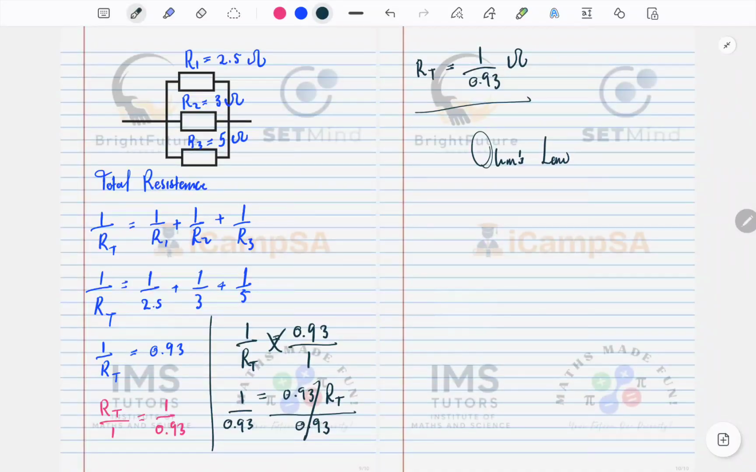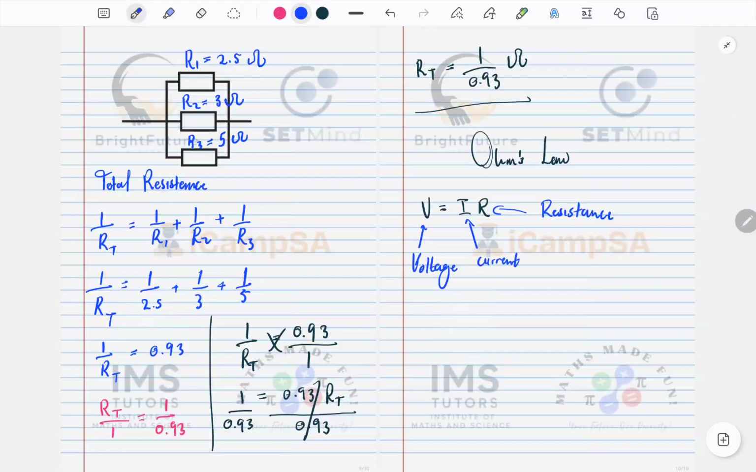This was a guy who found this. Okay, but Ohm's law says here that V equals IR. This is your voltage, your current, and then your resistance. Okay, this is to calculate voltage.